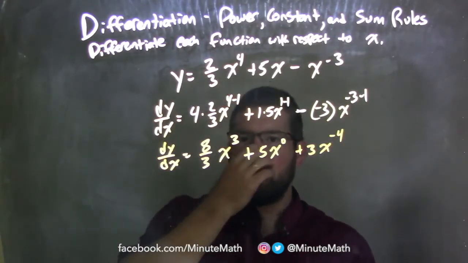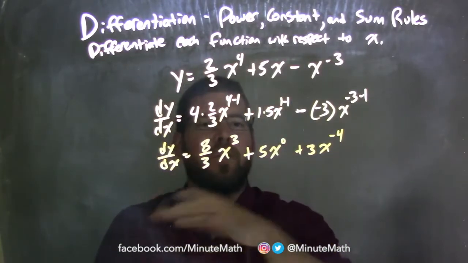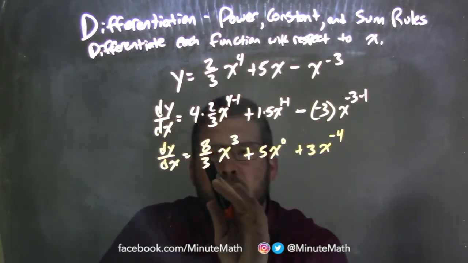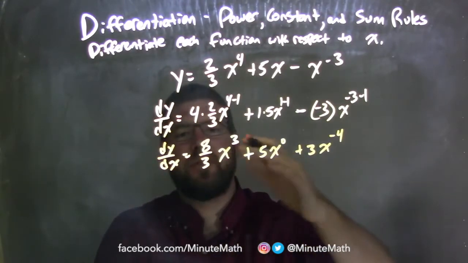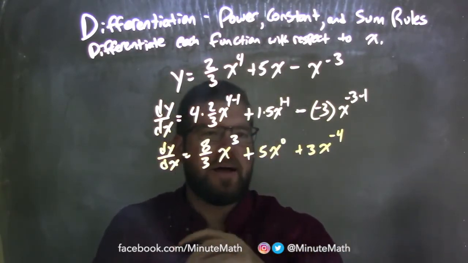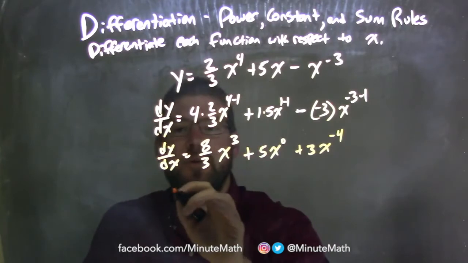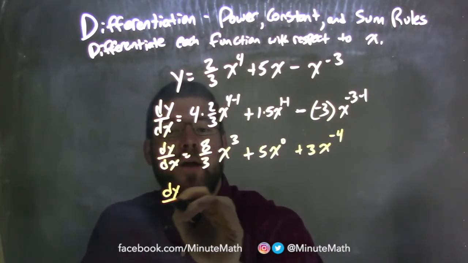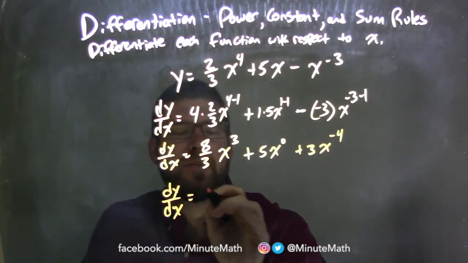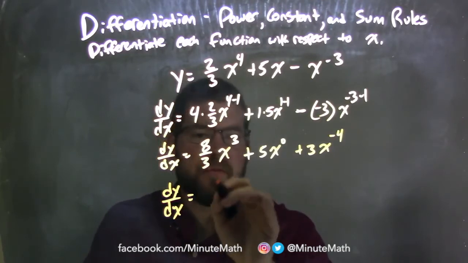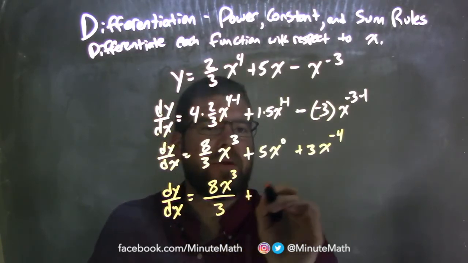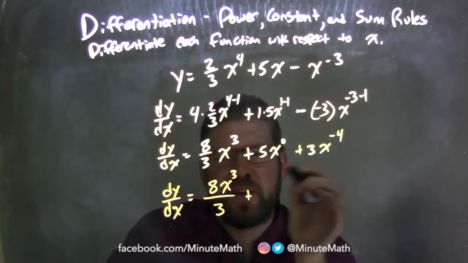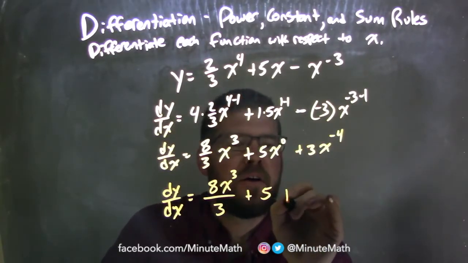So now I have to rewrite this as one final answer. Now, people will debate whether to leave the 8/3 out front or make it a fraction. I'll make it into one big fraction, combine it in my last step here, but that's really up to you and what your teacher wants. I wouldn't care. So dy dx is equal to, simplifying this, 8x to the 3rd power over 3 plus x to the 0 power is just 1. 5 times 1 is 5, so 5 plus.